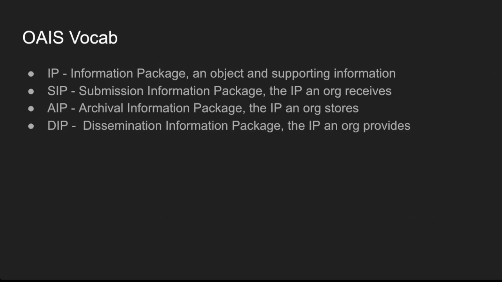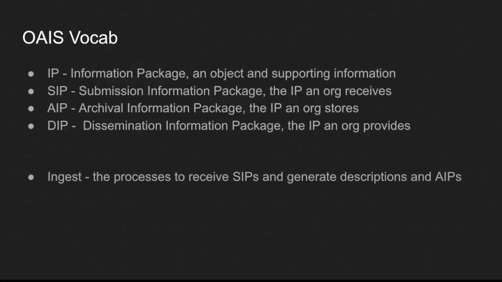Those are the information packages, or at least the three that OAIS defines. You can, of course, come up with different parts of a life cycle of some information and the PDI that supports it, and define a new kind of information package. But these are the three things that OAIS cares about: what you get, what you keep, and what you make accessible. Now, to manage those packages, we have a few functions. We have ingest, the thing that gets the SIPs and turns them into AIPs and generates descriptions of those AIPs. So this is how you take the chaos of the external world and turn it into the collection that you manage.